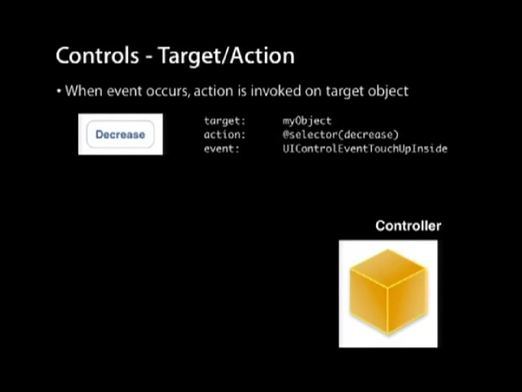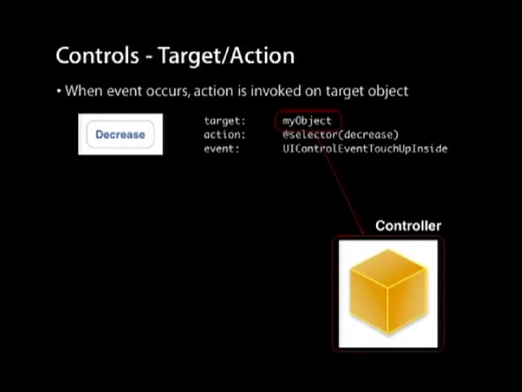Okay, so here's a little illustration of control target action. In this case, this is my object. There's a method called decrease that my object implements, and I want to get the event touch up inside.